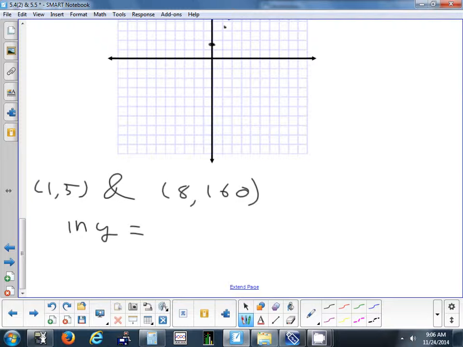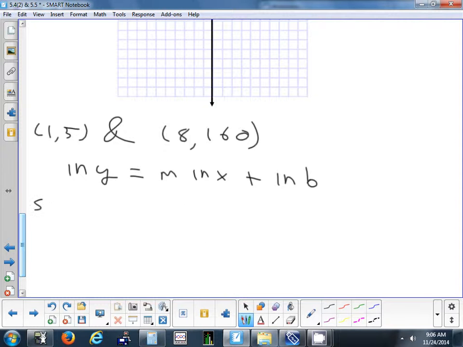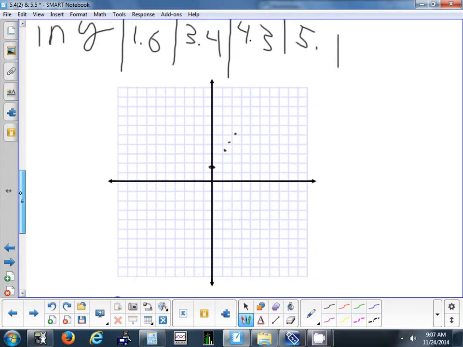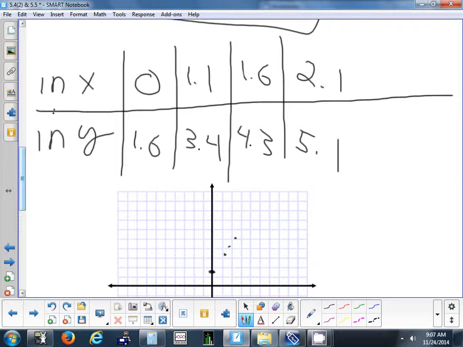ln y equals m ln x plus ln b. It's basically like y equals mx plus b if you take out all the ln's. Let's start by solving for b. Okay, now a hint, anytime you have a point that has a 1 in it, I would use it. Because when you take the natural log of 1, we just saw it comes out very nice. It comes out to 0.